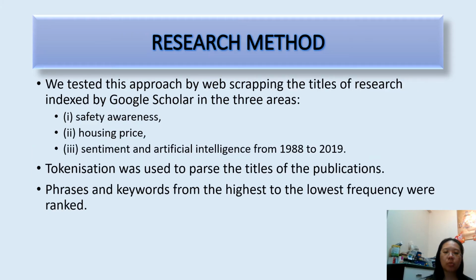We test this approach by web scraping the titles of research indexed by Google Scholar in three areas: safety awareness, housing price sentiments, and artificial intelligence, from 1988 to 2019. We use a tokenization method to parse the titles of the publications, and phrases and keywords were ranked from the highest to lowest frequency.